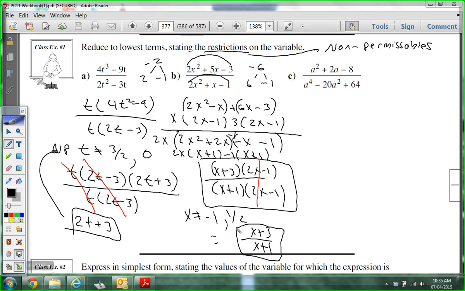Again, it's very important. You do not get your non-permissibles from your fully simplified answer. You get it from before you simplify, because if you plug those numbers in, it still will give you a problem. Okay. All right, I'm going to go ahead and pause it. Well, actually, I'll do this one because the A4 might confuse you.